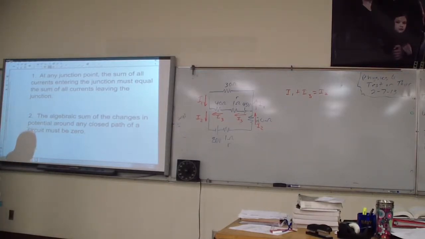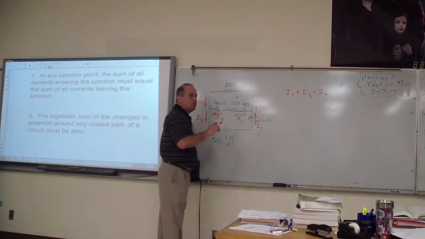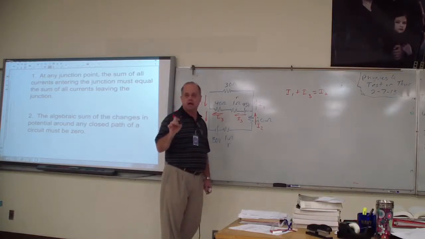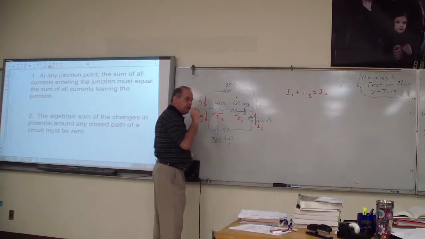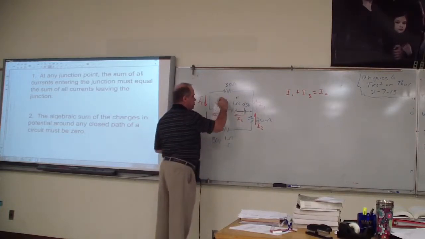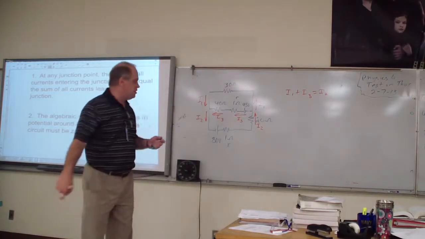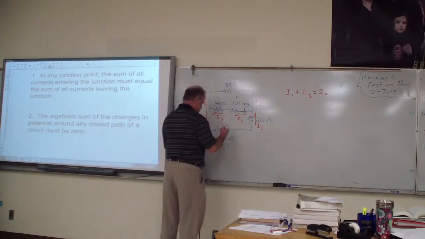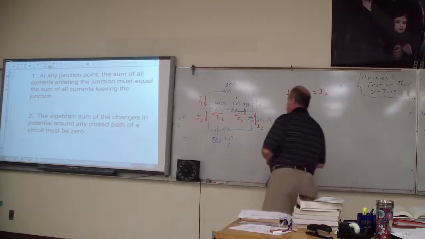Okay, ready? This says the algebraic sum of the change in potential or voltage around any closed path of a circuit must be 0. You have the option of 3 closed paths here. I can go clockwise or counterclockwise, it doesn't matter. I'm going to go the direction I think current's going, but that's another story. I have either this one, or this one. Everybody clear? There's 3 possible loops there. I need a black magic marker. Here we go. I'm going to do this one.